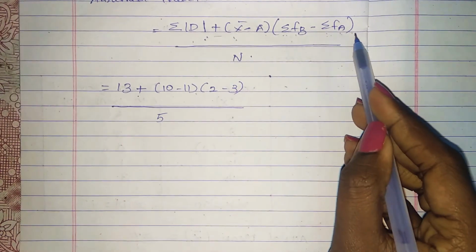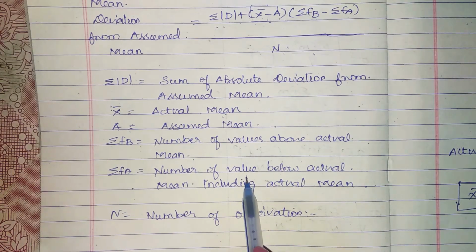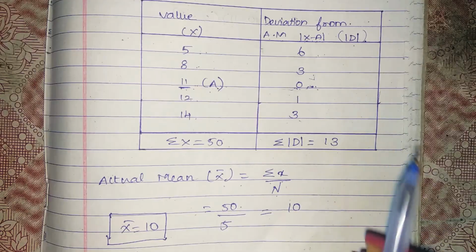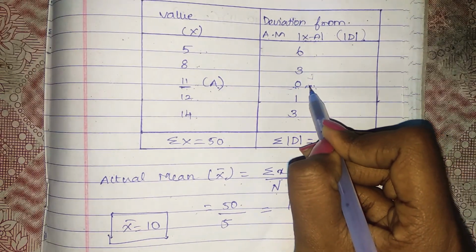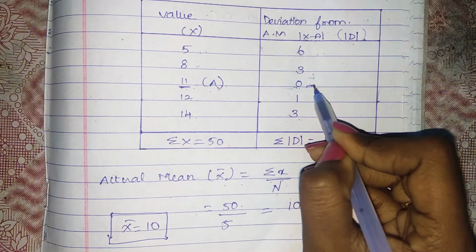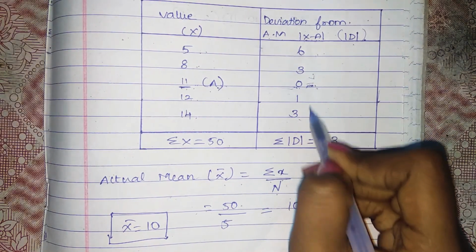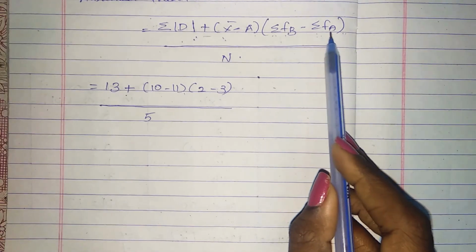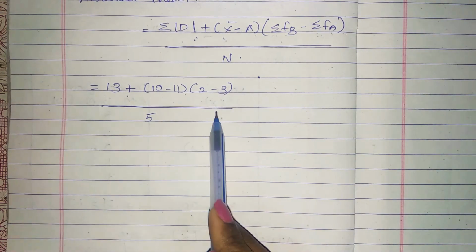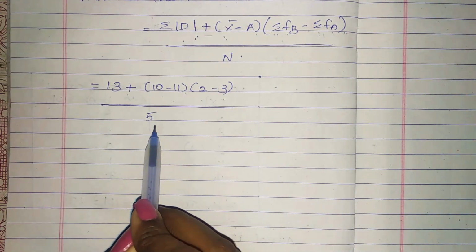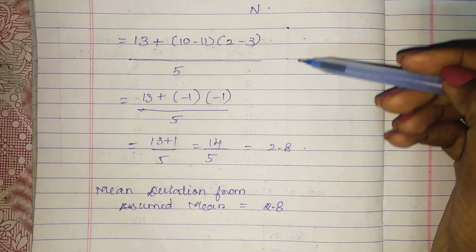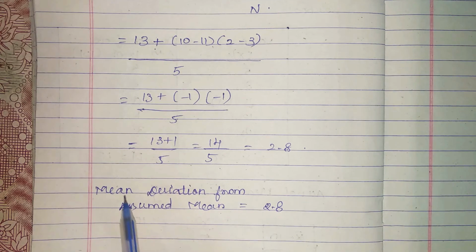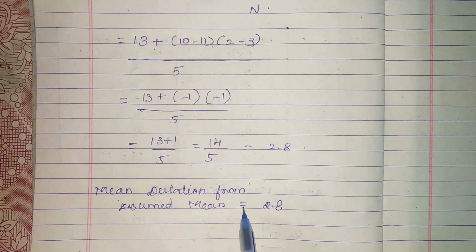Summation fa is the number of values below the actual mean, including the actual mean. The number we have taken as the actual mean should also be added below it: 1, 2, 3. So for summation fa we have 3, divided by the number of observations, which is 5. Then we do all the mathematical calculations, and at last we get the answer: mean deviation from assumed mean is equal to 2.8.